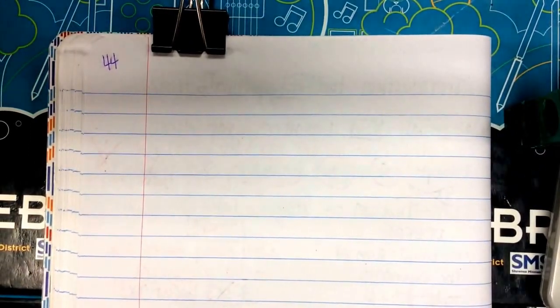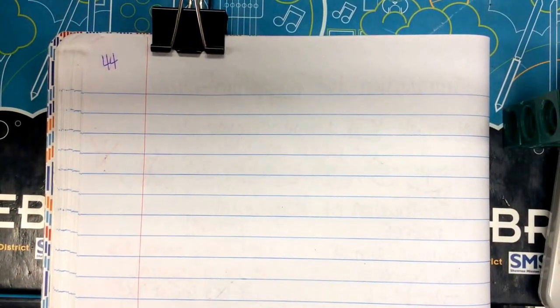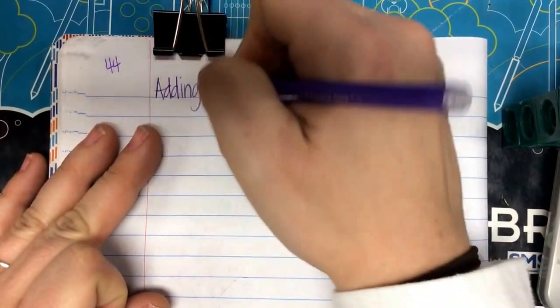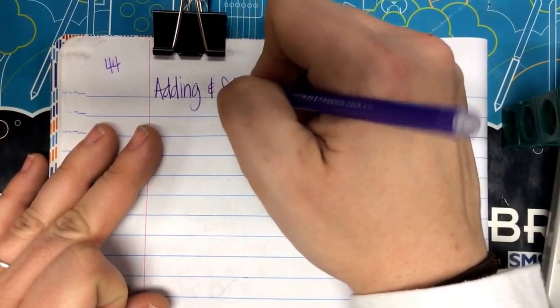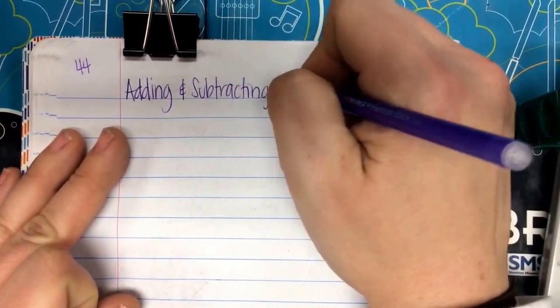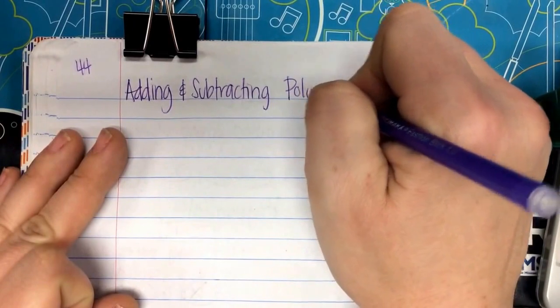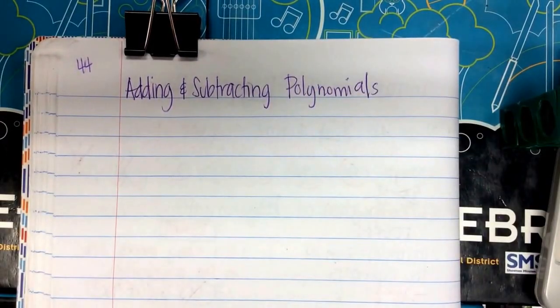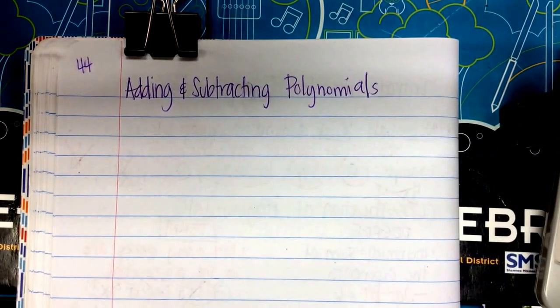Page 44 is where we are in our notebook. Adding and subtracting polynomials. Adding and subtracting polynomials.